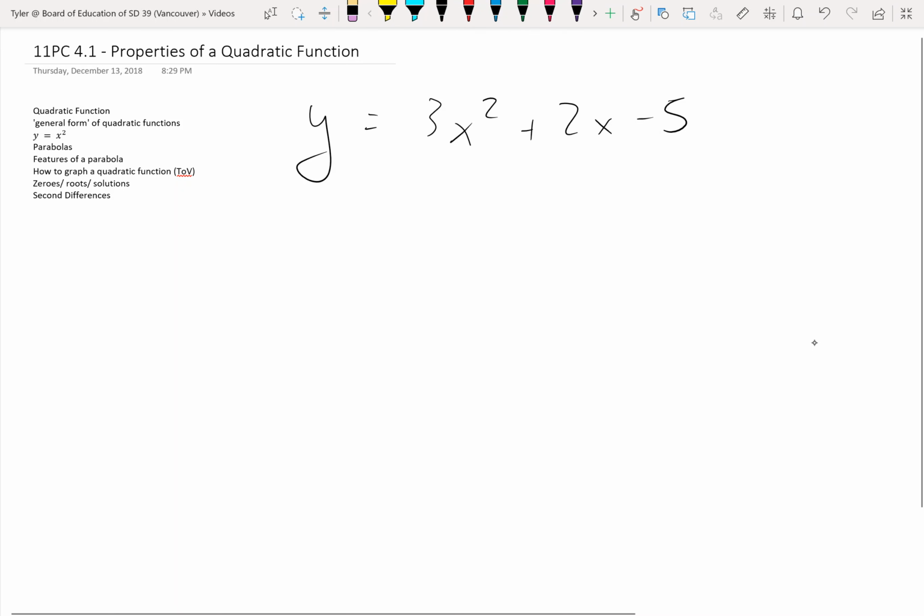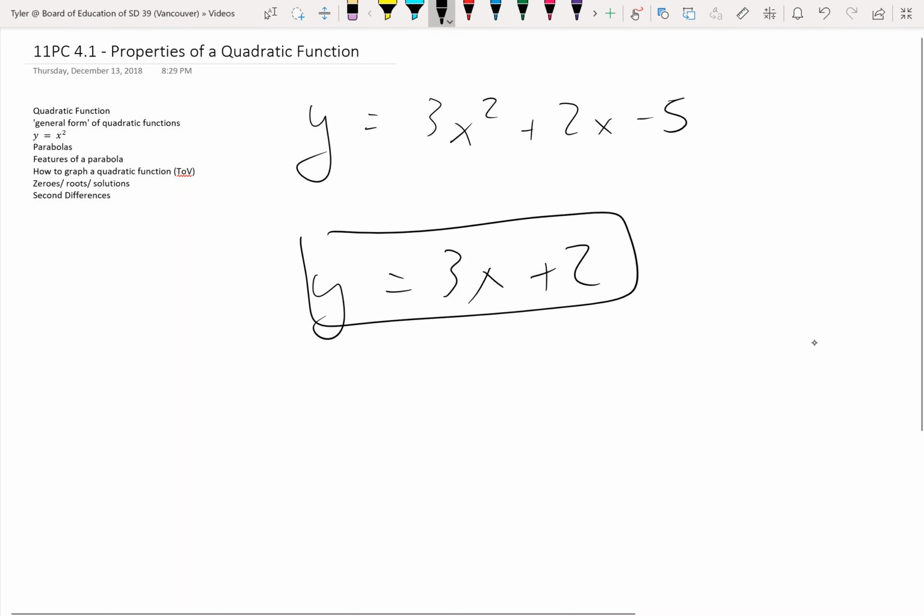This shouldn't be really scary to you and different. It should tell you it's going to be a graph. Previously, you've worked with linear relations, okay, stuff like this. You know how to graph this. You know it makes a straight line. You know it's going to look like that.